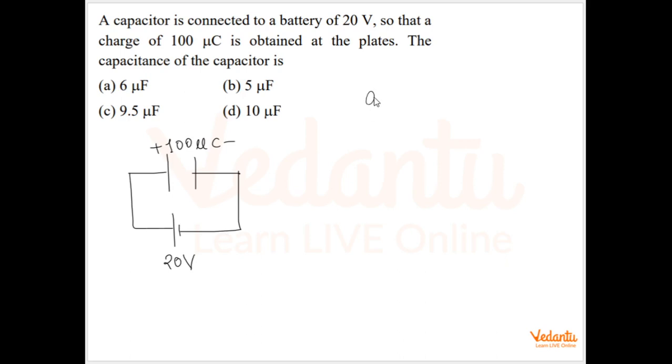We can write down the equation Q is equal to CV. This gives me 100 microcoulombs is equal to C into 20 volts. If you solve this beta, C will just come out as 5 microfarads. So option B will be the correct answer.